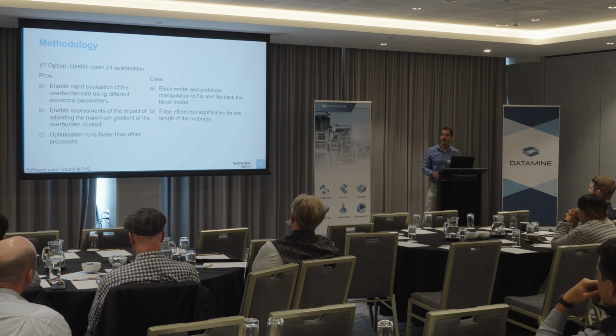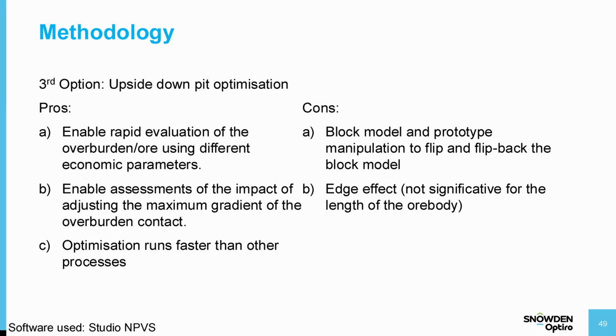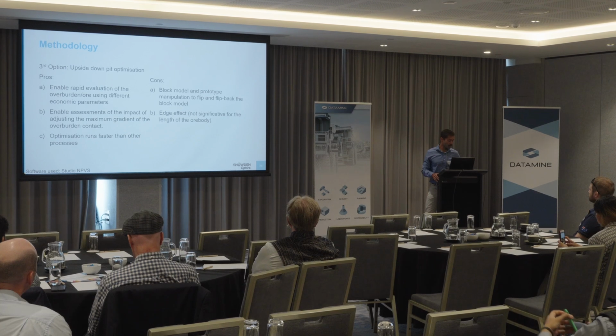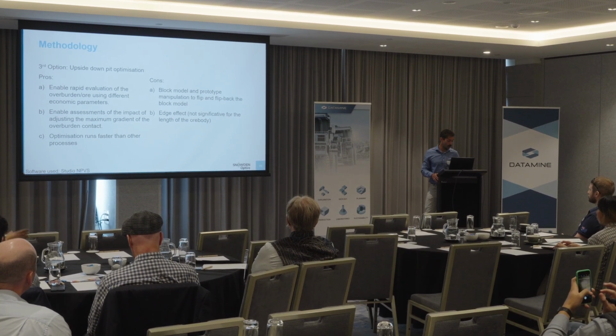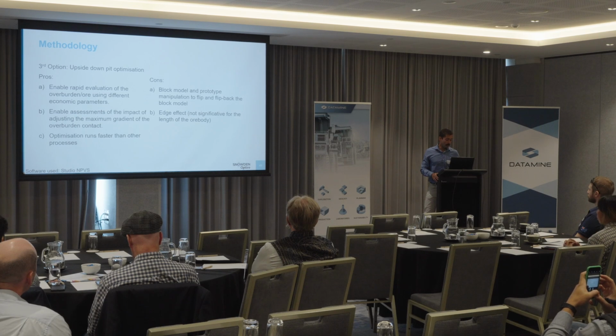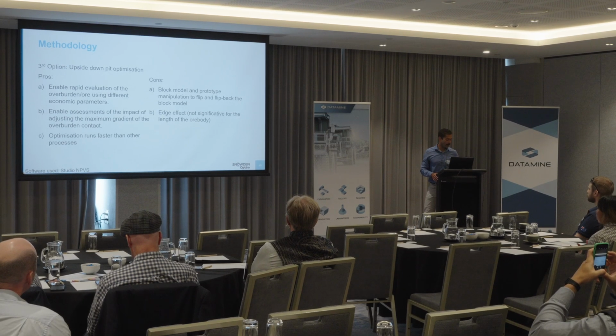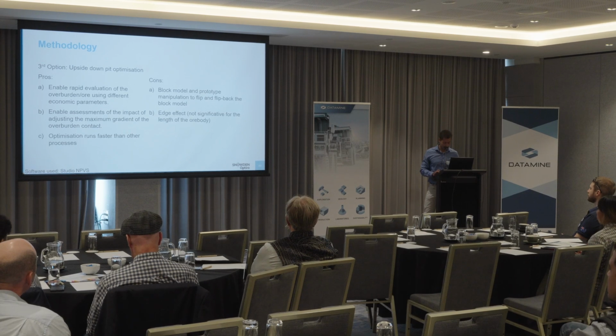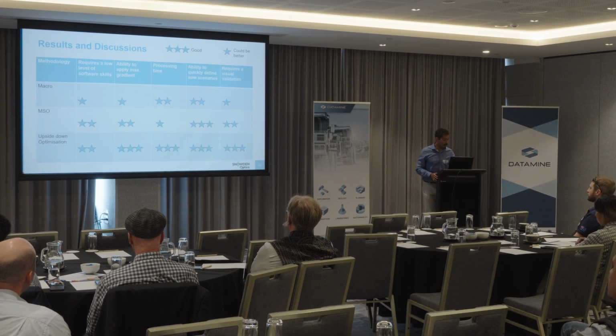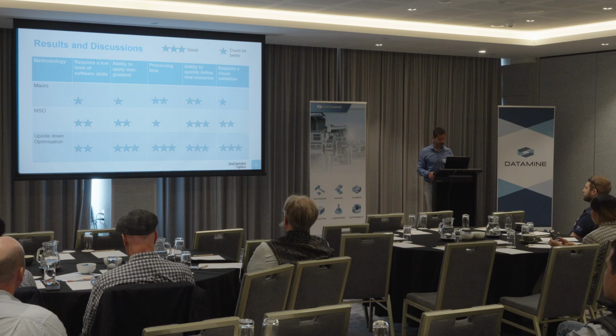If you would like to reduce the gradient a little bit to increase the productivity of your dozers, you can just change the slope parameters inside the optimization, rerun it, and check what the impact will be on the tons and grade curve. So it's really easy to rerun that against the other options. That was really, really good. The cons: we need to manipulate the block model, and we have the edge effect as mentioned. So I have here a results and discussion slide where I compare the three options.